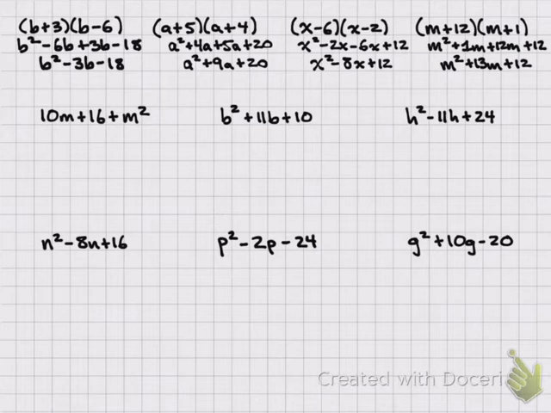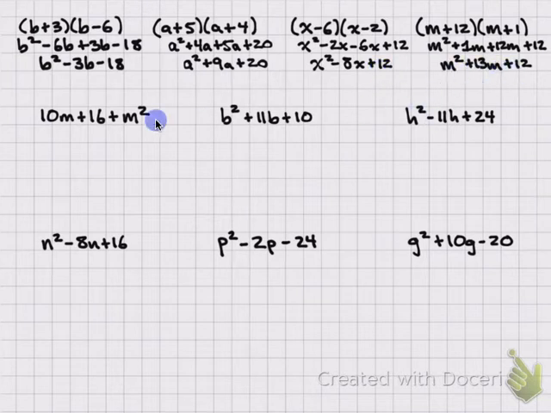And so what I want us to do is take a moment right now to look at these products that we got from each of these four multiplication problems. And these are the sorts of trinomials that we're going to be learning about factoring today. Note that they all have a very specific form. They all start with just some variable squared: b squared, a squared, x squared, m squared. Then they all have just some constant times that variable: negative 3b, positive 9a, negative 8x, positive 13m. And then, of course, they all end with a constant: negative 18, positive 20, positive 12, positive 12 again.